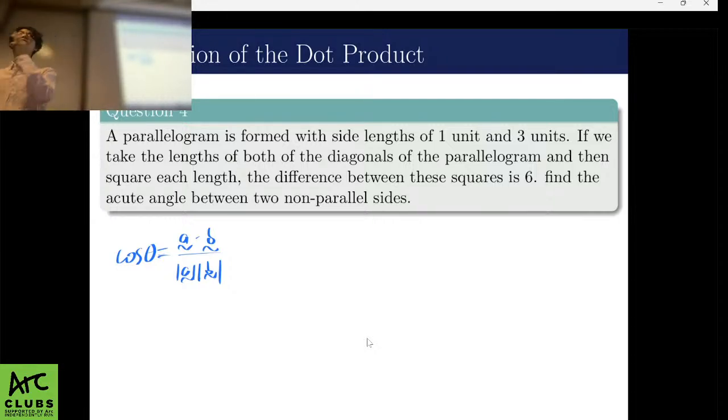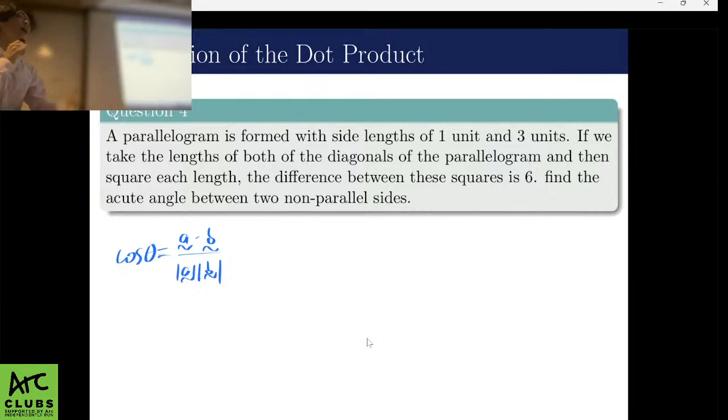But what do we not know yet? Well, if I let vector A and vector B be the sides of the parallelogram, it's pretty easy for me to find what the magnitude A and the magnitude B is. It's literally in the first line of the question. You have side length 1 and side length 3. So that's done, just by interpreting the question. So what do we not know yet? We do not know what A dot B is.